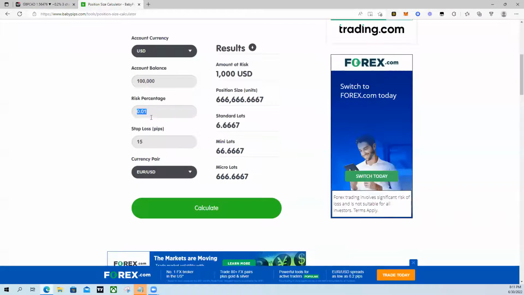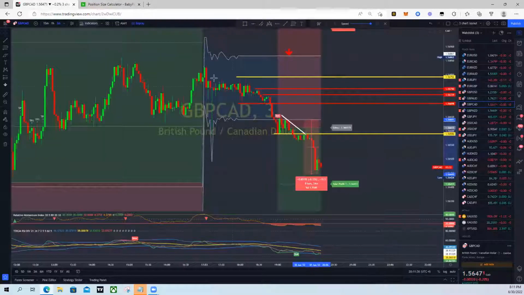If you had a $100,000 account, a 15 pip stop loss, and you're doing a 2% risk, it is $130 a pip, which is 10 pips. You done made $1,300. We're done. We done made everybody on the call like, oh, I made my $1,000 for the day.